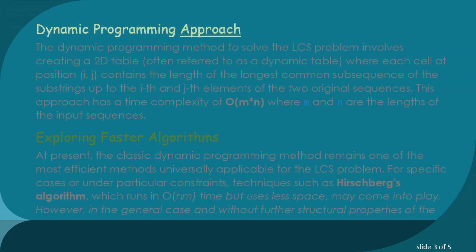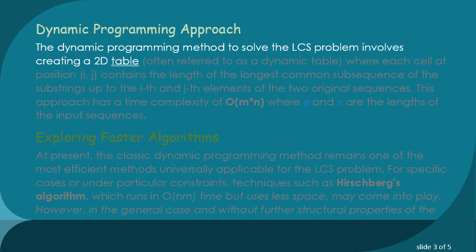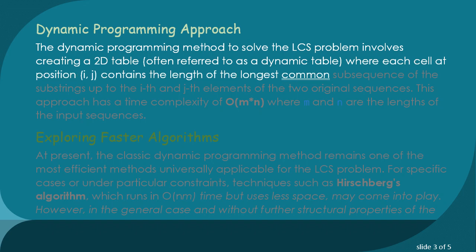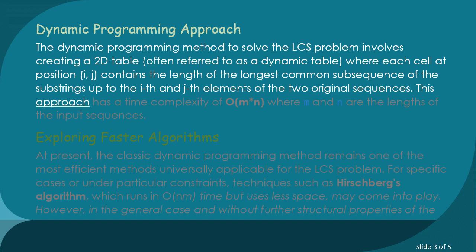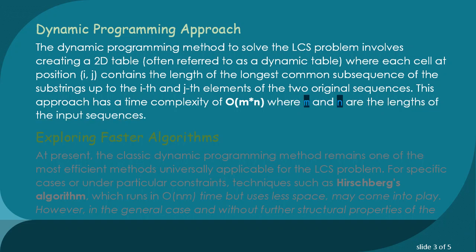Dynamic programming approach. The dynamic programming method to solve the LCS problem involves creating a 2D table, often referred to as a dynamic table, where each cell at position i, j contains the length of the longest common subsequence of the substrings up to the ith and jth elements of the two original sequences. This approach has a time complexity of O(m*n), where m and n are the lengths of the input sequences.